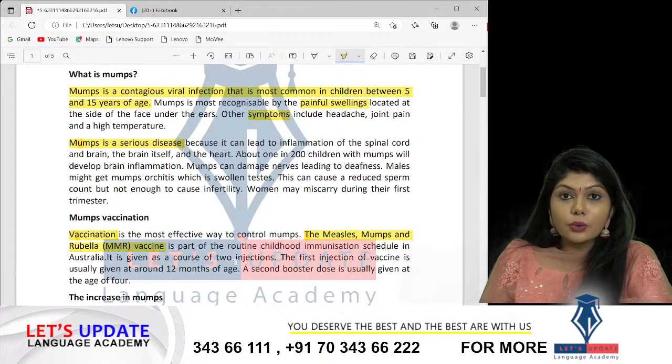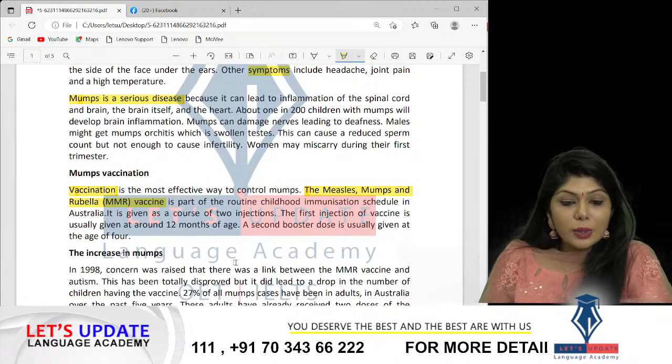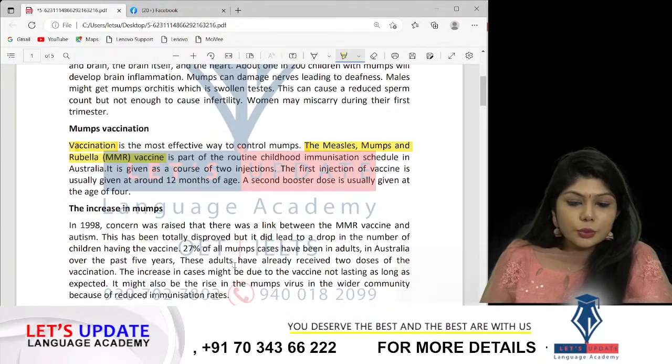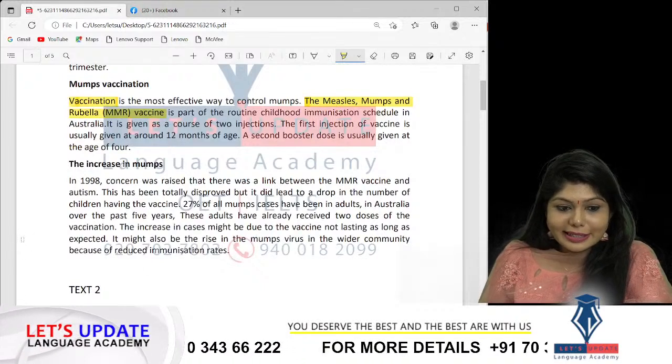It is given as a course of 2 injections. The first injection of vaccine is usually given at around 12 months of age. A second booster dose is usually given at the age of 4. And then we have another subheading, the increase in mumps.